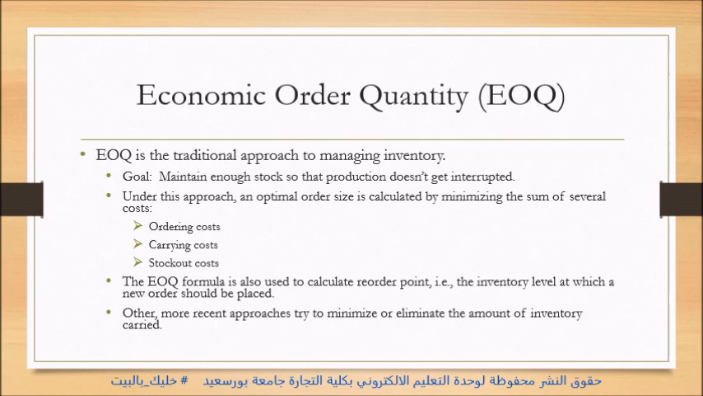The traditional approach to managing inventory is to maintain sufficient stock so that production can continue without interruption, even if inventory use is greater than expected or if suppliers are late in making deliveries. This traditional approach is often called the economic order quantity approach because it is based on calculating an optimal order size to minimize the sum of ordering, carrying, and stockout costs.